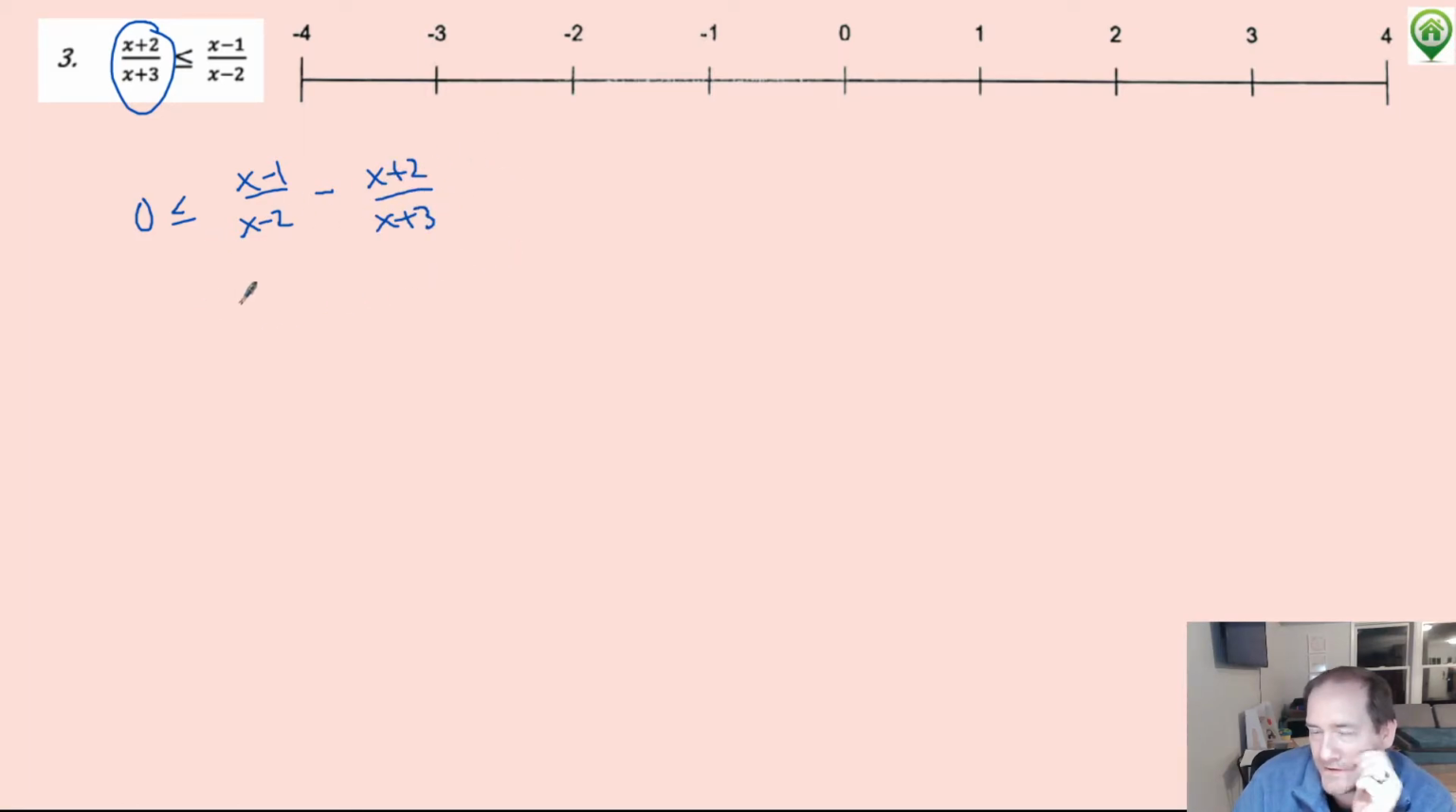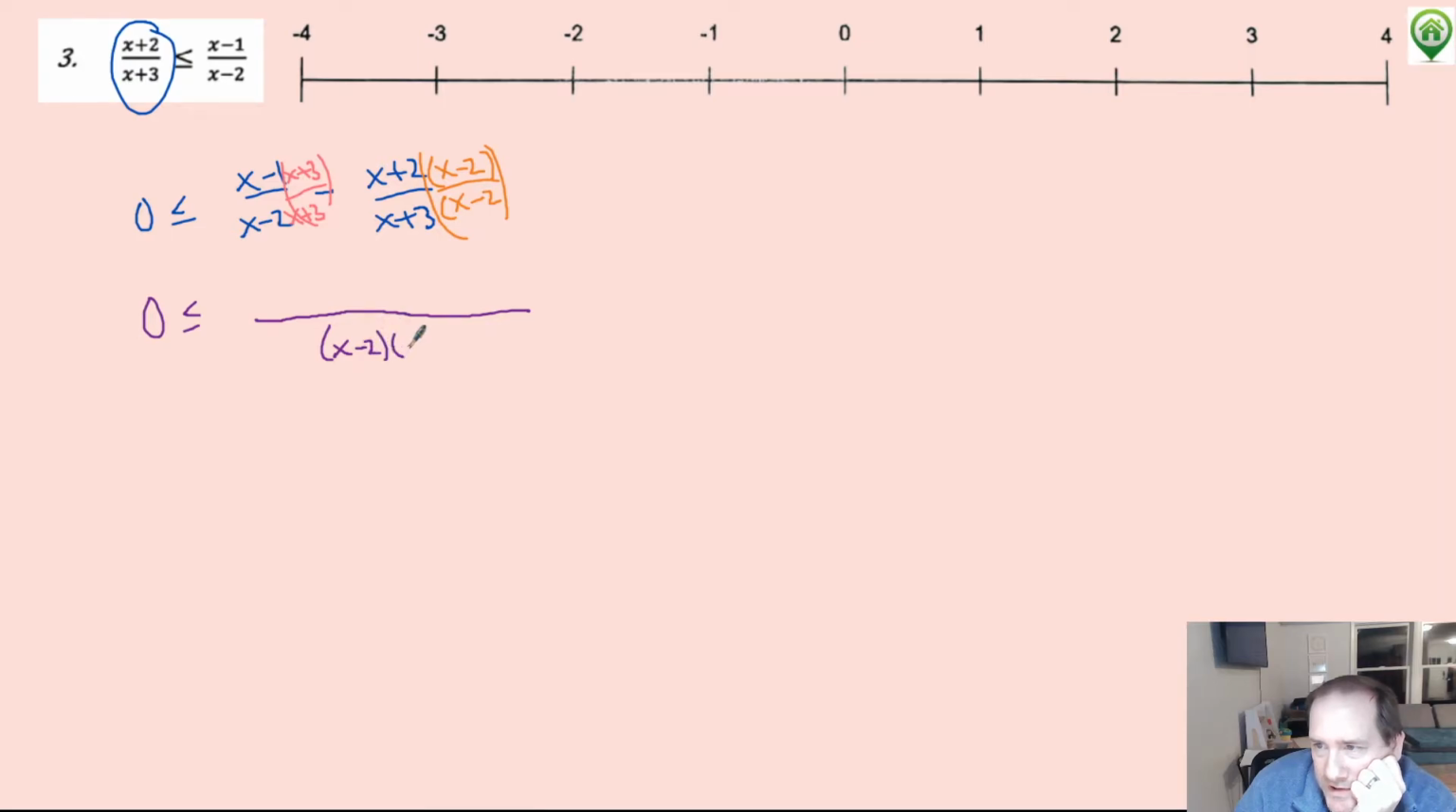So now you have to clean this up. Sure, let's do this. This will need an (x plus 3)/(x plus 3). If we multiply by that, we can start to generate our common denominator. This will need (x minus 2). If we do all that, we'll have 0 less than or equal to a big fat fraction whose denominator is (x minus 2)(x plus 3).